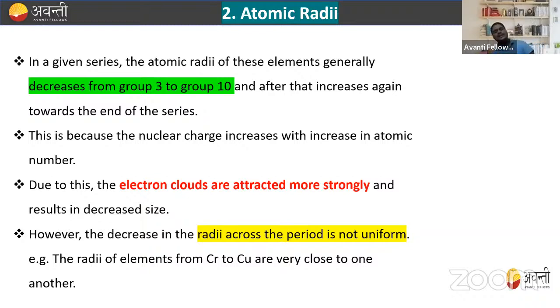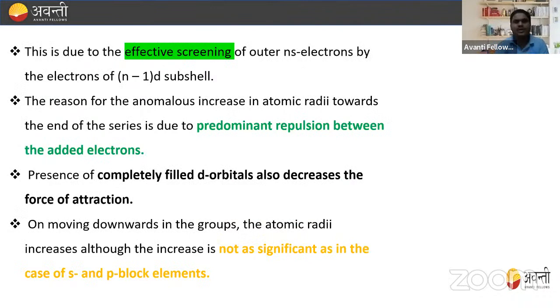However, the decrease in the radii across the period is not uniform. That is, the radii of the elements from chromium to copper are very close to one another. If you consider the fundamental rule, when you move across the period, the size decreases. But here the radii across the period are not uniform, because the radii of chromium and copper are very close to one another.